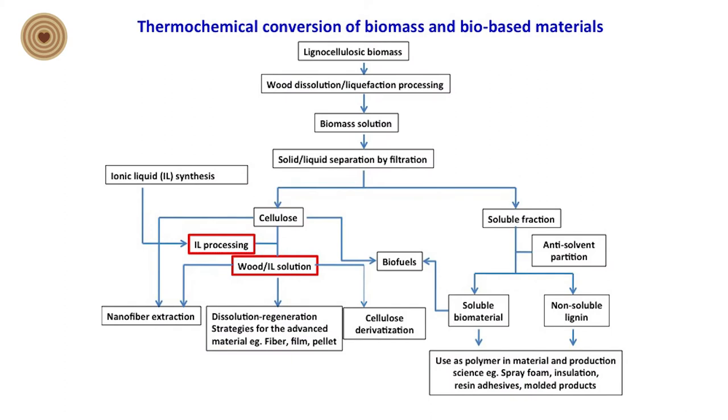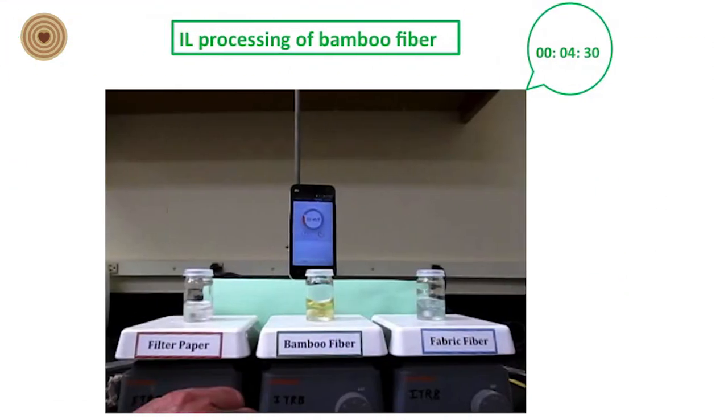And please don't look at everything, just look at these two in here. That's what I'm going to focus on. They go to ionic liquid processing, and then the wood ionic solution. That's because this particular cellulose can be purified very quickly and then get into the ionic solvent, get into solution, and then they make it into synthetic fiber, and that is my focus point here.